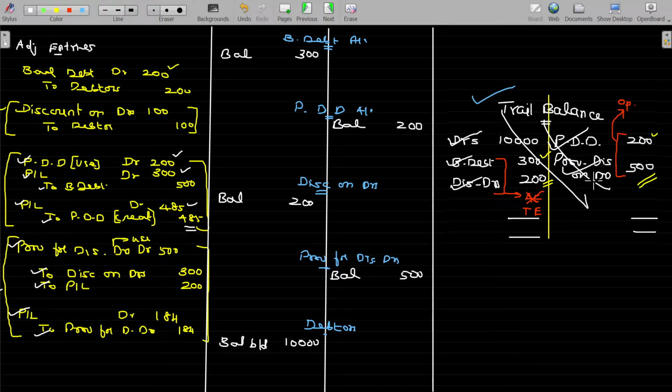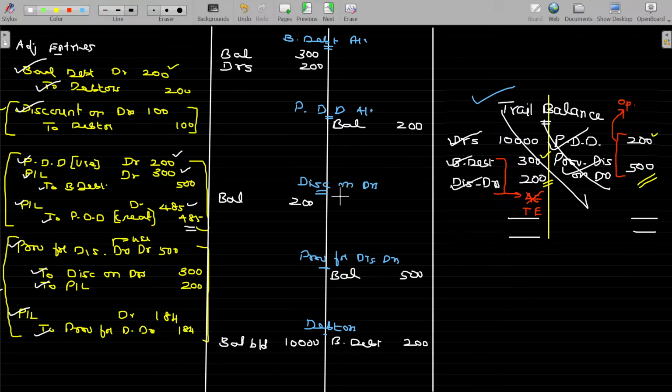What are the balances available in the trial balance? I just opened that account and posted either the debit or credit sides without any trouble. Apart from that, I have to incorporate the adjustment entries. Bad debt account, to debtors, the value being 200. In debtors, by bad debt. Am I right? So you don't have any confusions, only posting 200 rupees.